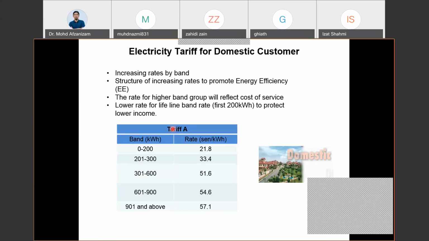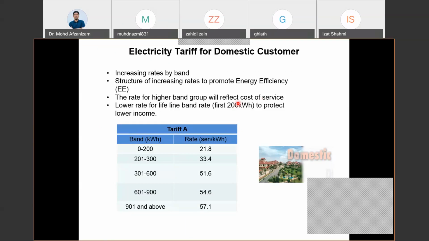So this is the electricity tariff for domestic customers; the rate may vary. Such an increasing rate is meant for energy efficiency. The rate of the higher band will affect the cost to service, and the lower rate, the lower band rate, is to protect our income.